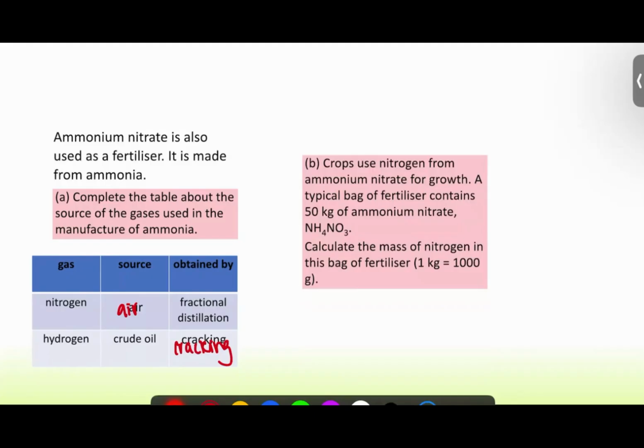Part B. Crops use nitrogen from ammonium nitrate for growth. A typical bag of fertilizer contains 50 kg of ammonium nitrate. Calculate the mass of nitrogen in this bag of fertilizer.